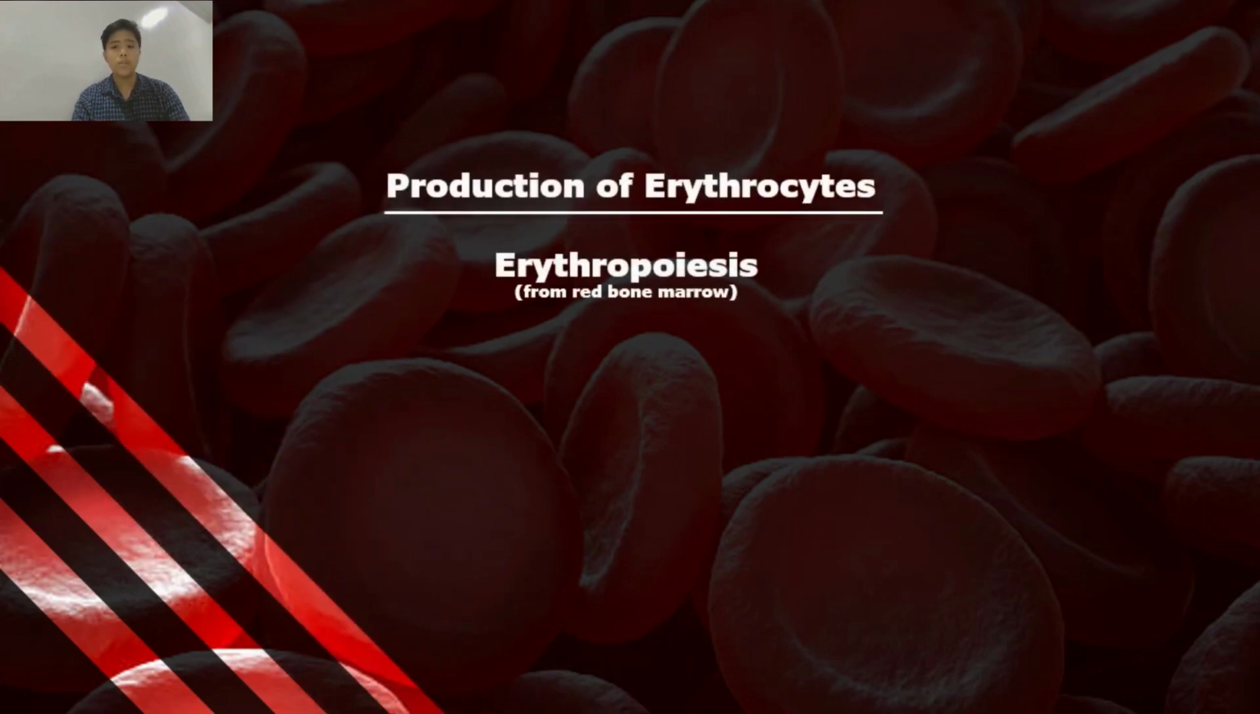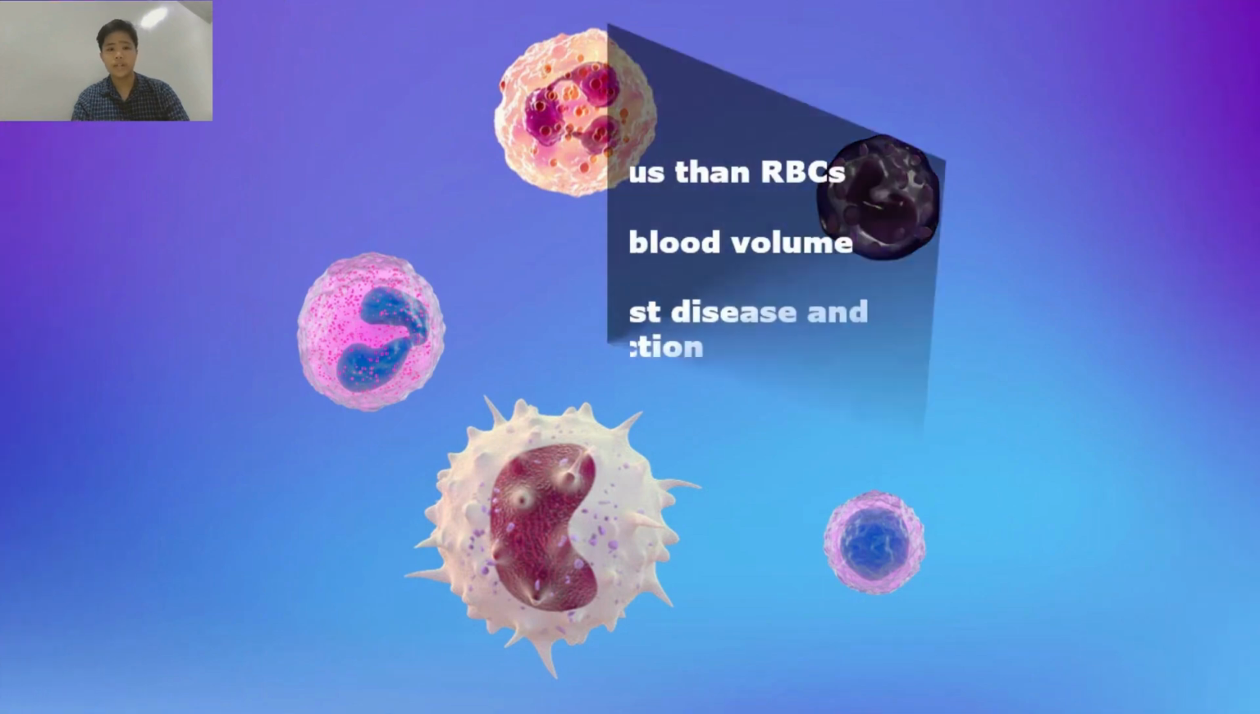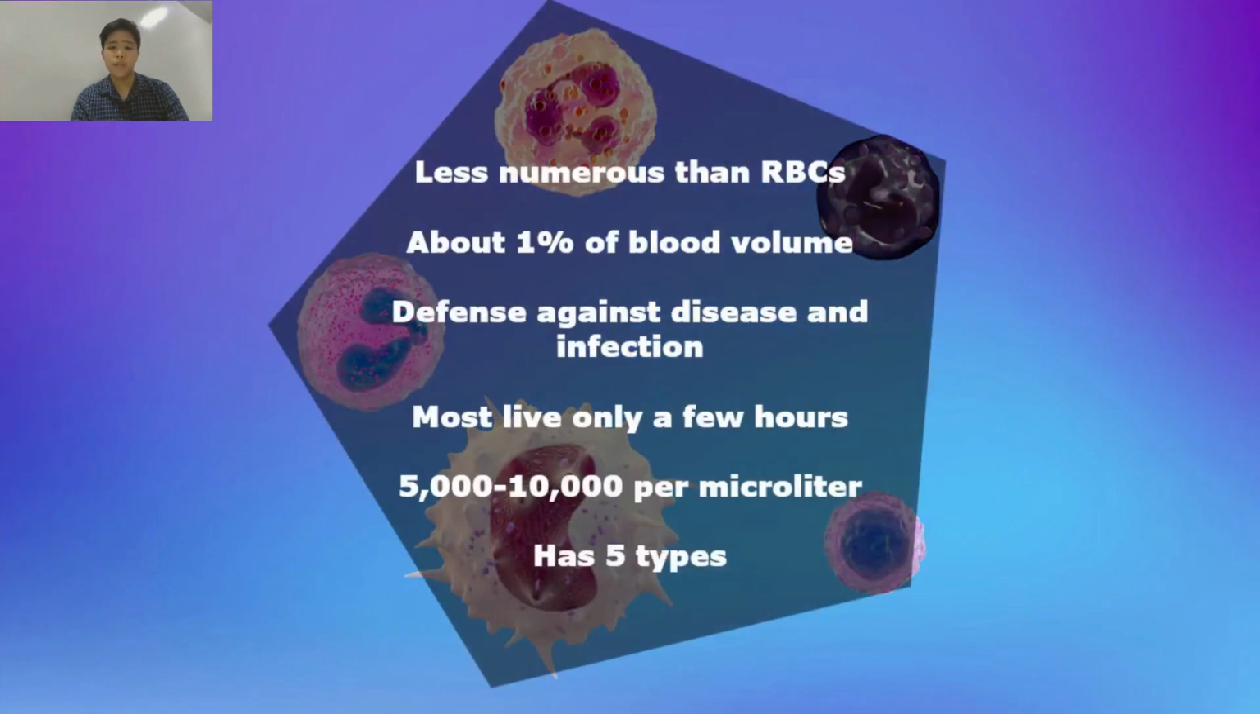Erythropoiesis is the process of making new RBCs, which is regulated by the hormone erythropoietin. Now that we're done with the RBCs, let's dive into the world of leukocytes or WBCs. Leukocytes are less numerous than RBCs.